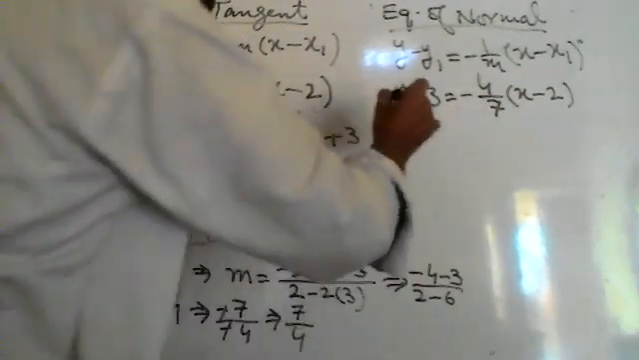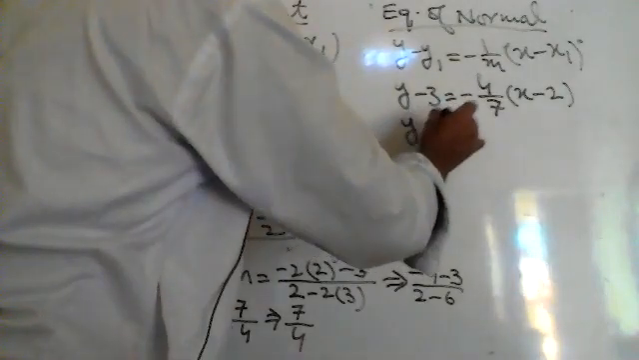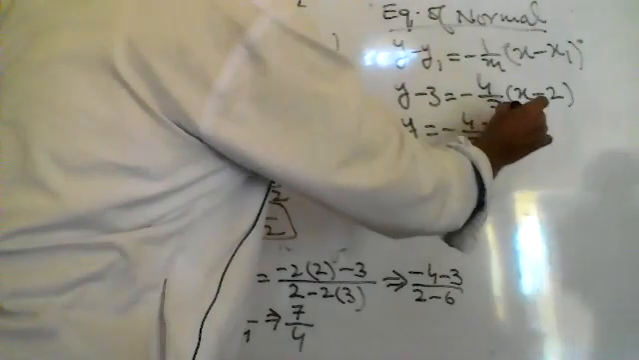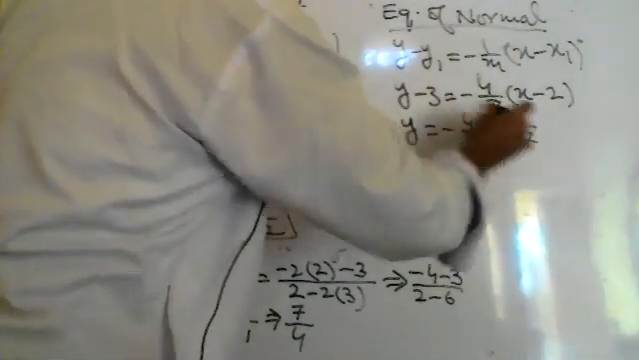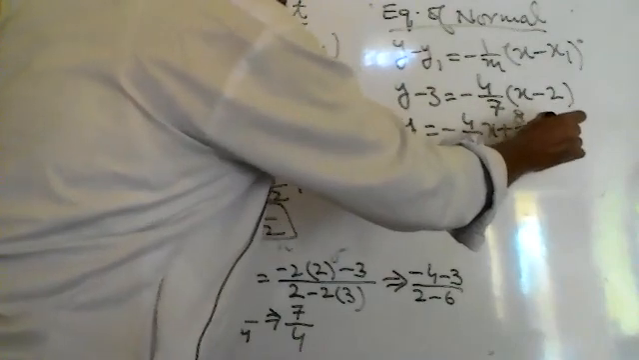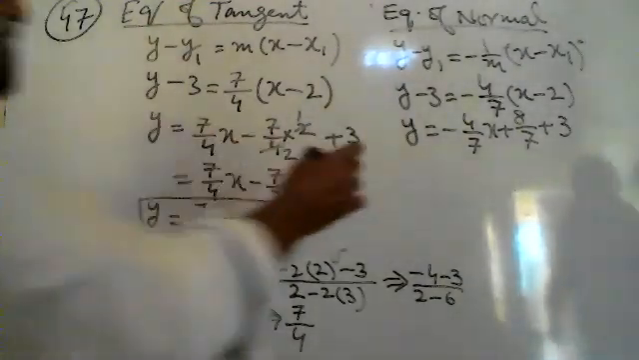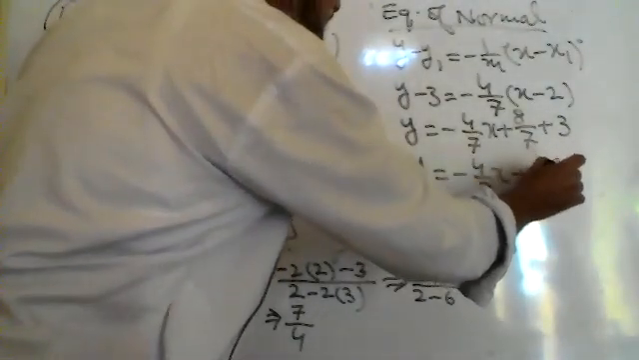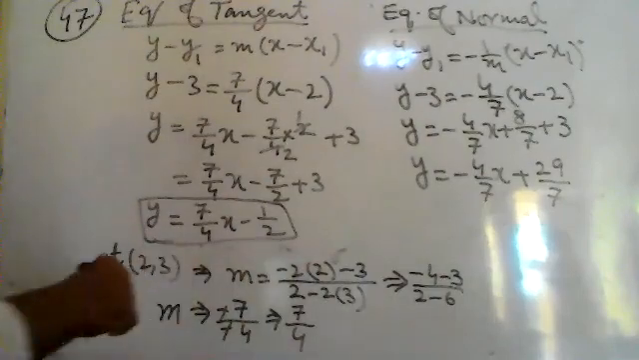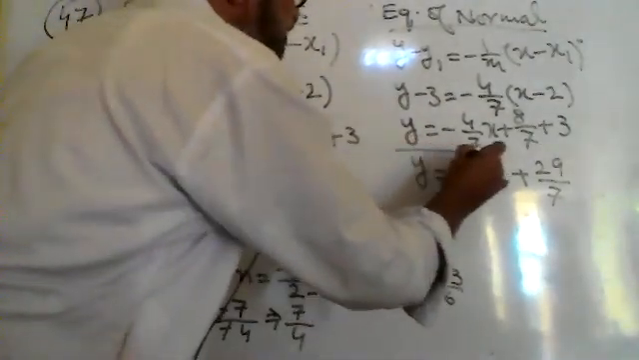Open it. Y will be equal to minus 4 upon 7x plus 8 upon 7 and plus 3. Minus 4 upon 7x, minus minus plus 8 upon 7, plus 3. It will become y is equal to minus 4 upon 7x, plus 7 threes are 21 plus 8, 29 upon 7. This is the equation of the normal.